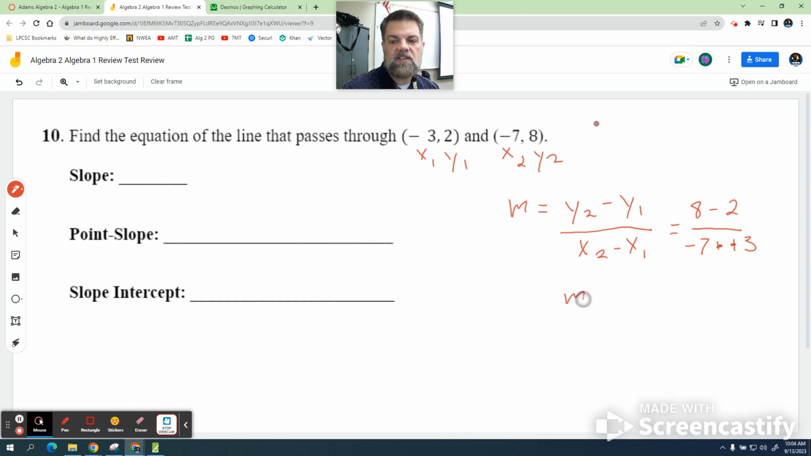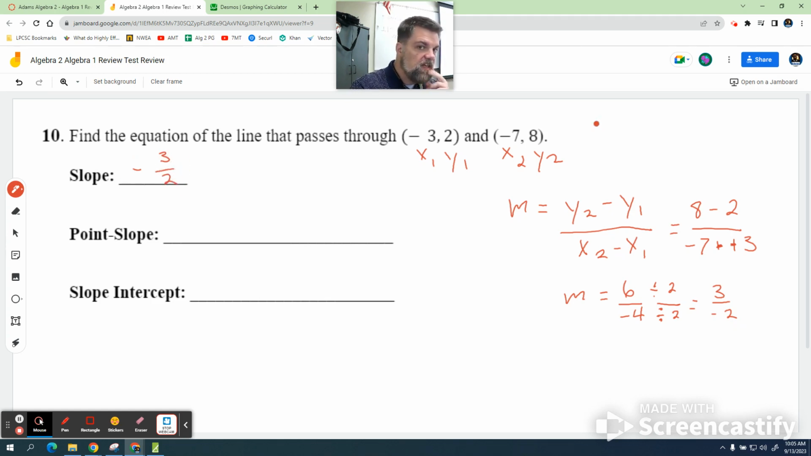All right. So then my slope is really 8 minus 2, which is 6. And then down here, this is negative 7 plus 3, which is negative 4. We can reduce that. What number divides evenly into 6 and 4? 2, right? So I'm going to divide this by 2. Whatever I do on the top, I got to do on the bottom, right? 6 divided by 2 is 3. What's negative 4 divided by 2? Negative 2. So you could think of this as just negative 3 halves, right?